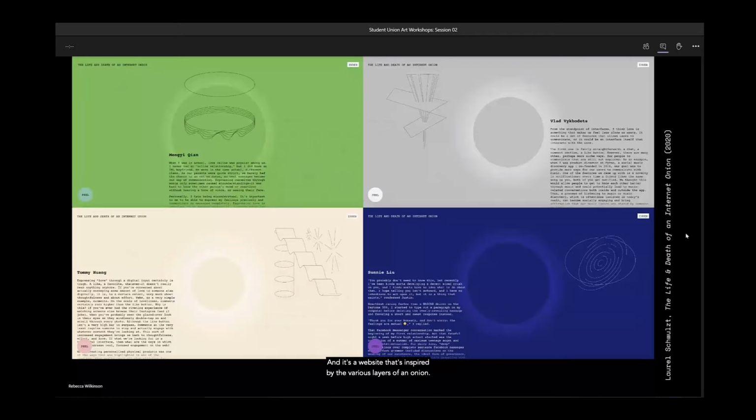And it's a website that's inspired by the various layers of an onion. So if you go to the site, it exists now. You can Google it later. I could put a link in the chat at the end of the talk.